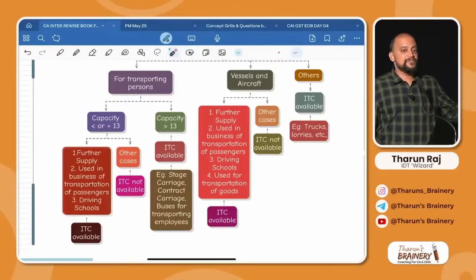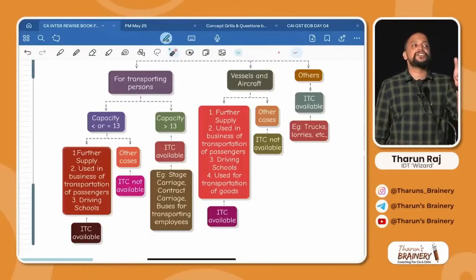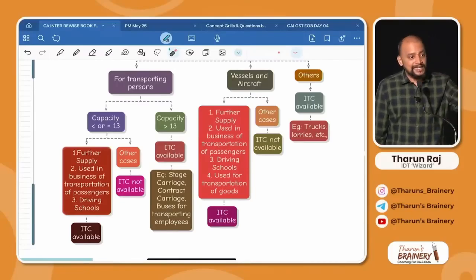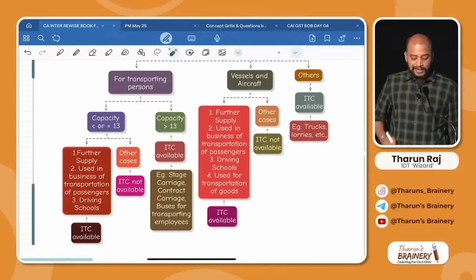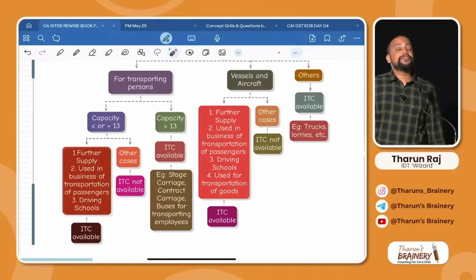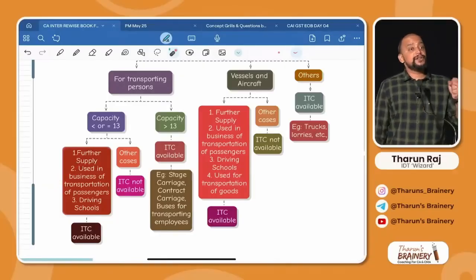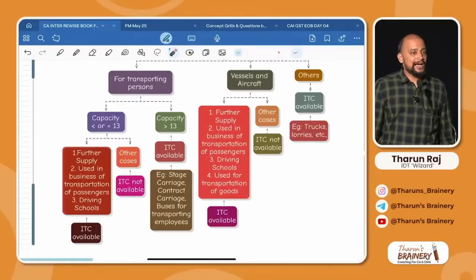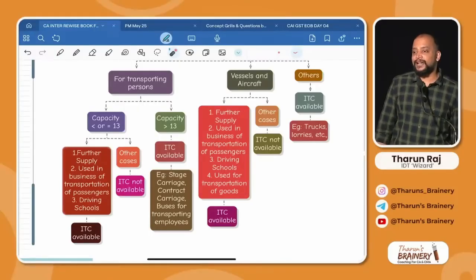So it may be for any purpose. I can take ITC if it is further supply, because the supply definition includes everything: sale, exchange, rental, license, lease, everything. Then number 2, suppose I am using it in the business of transportation of passengers, meaning who? Travel agencies, Ola, Uber or travel operators, etc.